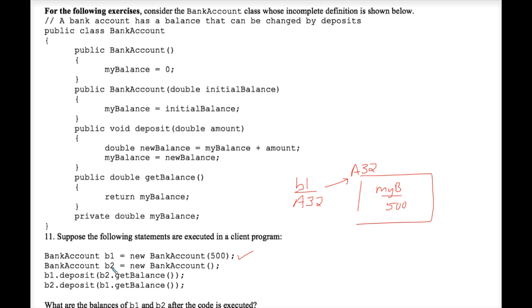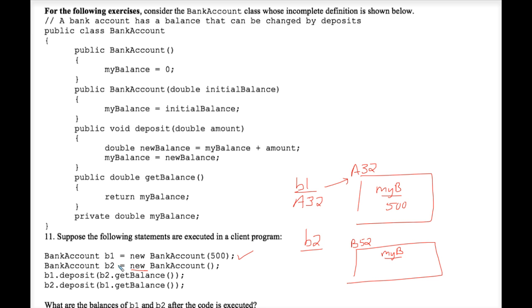The next line of code, b2. b2 is brought to life. It's a different chunk of memory because the word new is used. There's no aliasing taking place here. So a chunk of memory. Perhaps the memory address is B52, some hexadecimal number that the programmer actually doesn't know, but doesn't really care because the compiler takes care of all this behind the scenes.